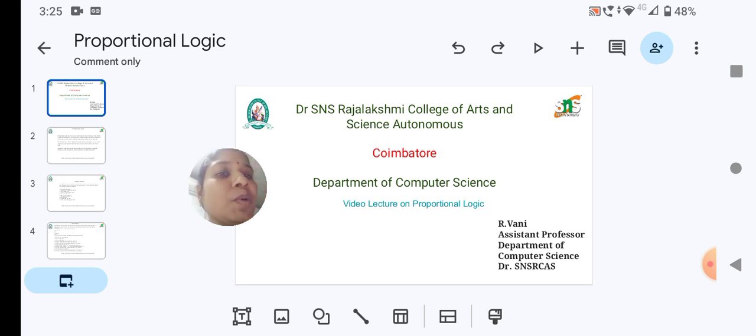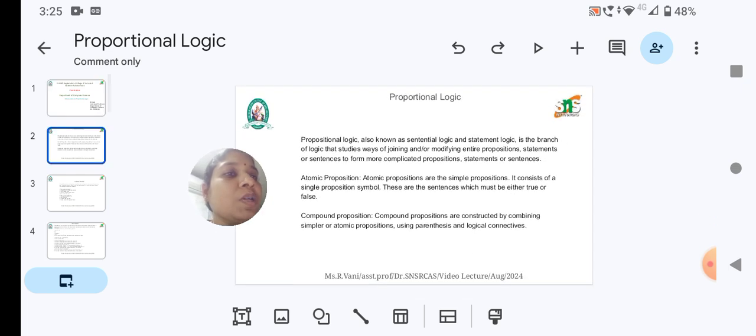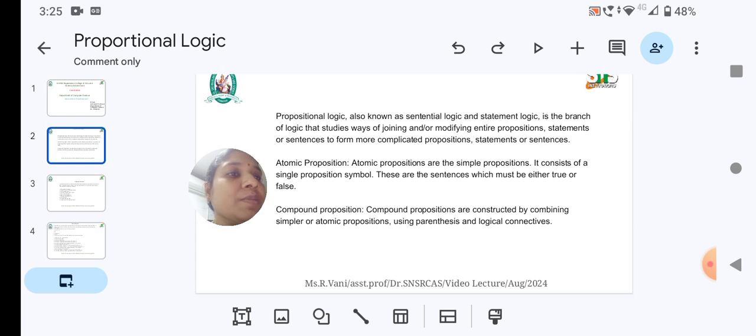Let's see what is propositional logic. Propositional logic is also known as sentential logic or statement logic. It deals with the study of joining and/or modifying entire propositions, statements or sentences in the form of more complicated propositions, statements or sentences.